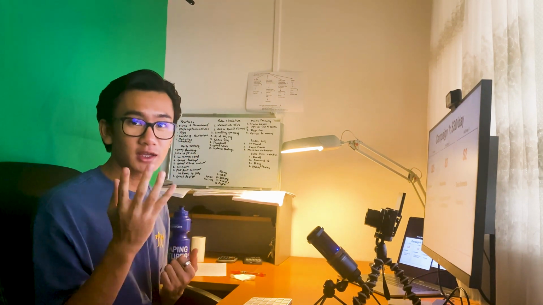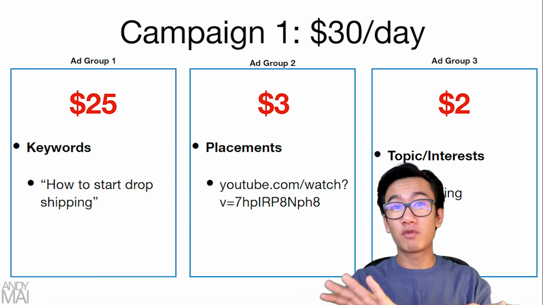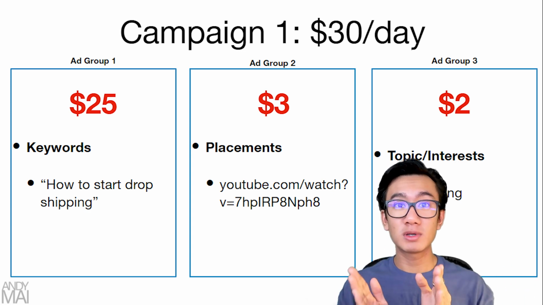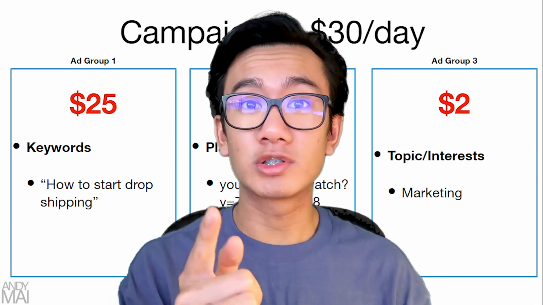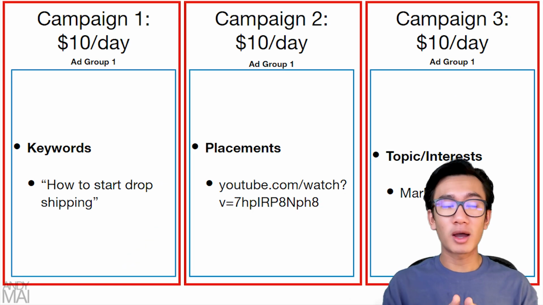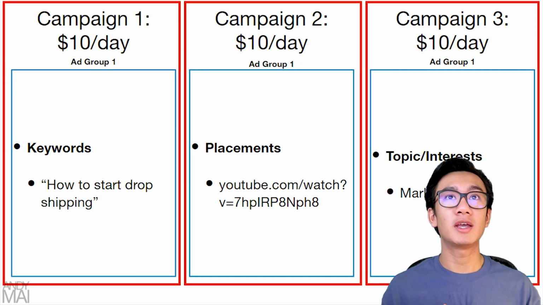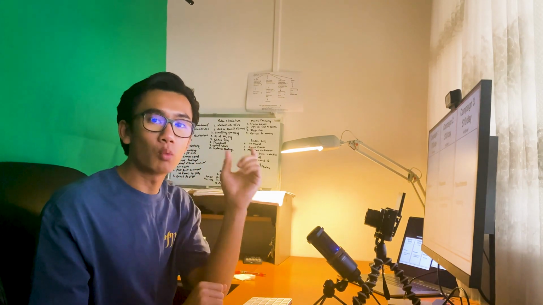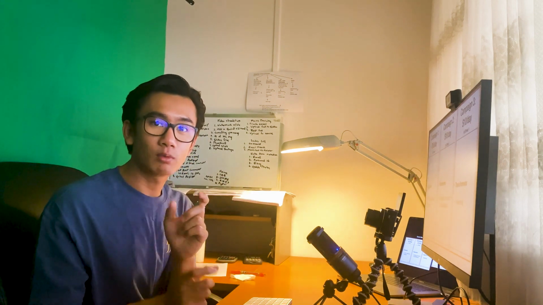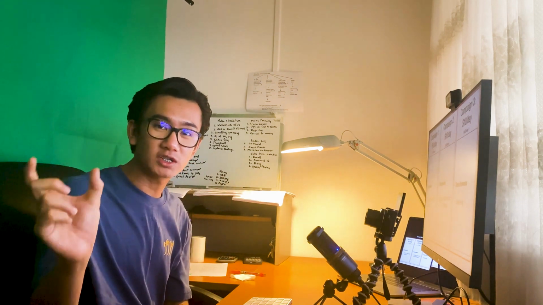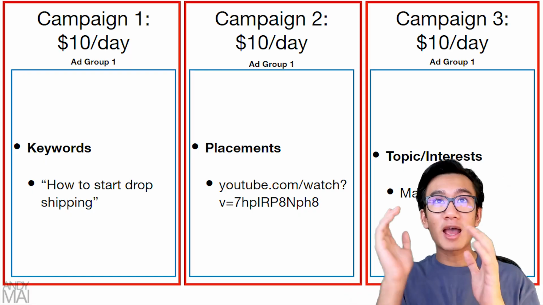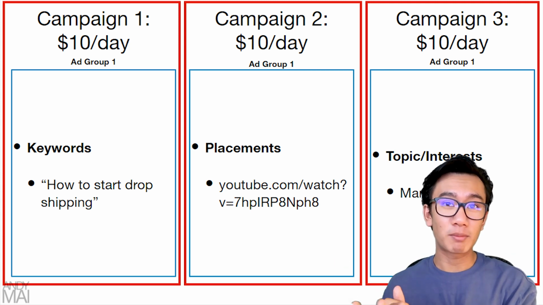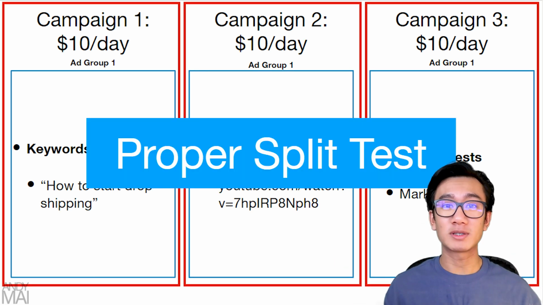And the downside to that is, what if placements was going to perform super well, but since it didn't have as much traffic as keywords, placements wasn't able to get a true test, and as a result it was only given $3. So that's how you actually want to set it up, right here. You want to create 3 different campaigns, and in each one of the campaigns you'd have different things. One campaign will just be for keywords, one campaign will be just for placements, and one campaign will be just for interest/topics. And then as a result, you'll be able to manually split up your $30 budget into $10 for each campaign, and then you get a proper split test.